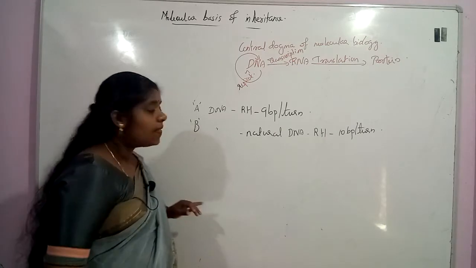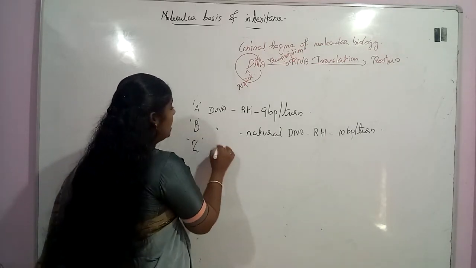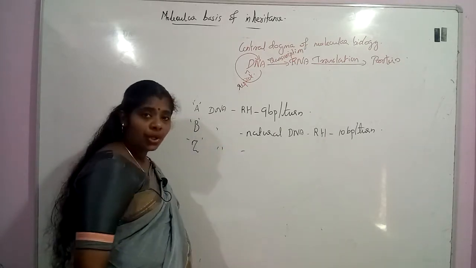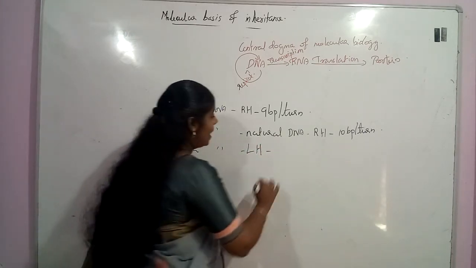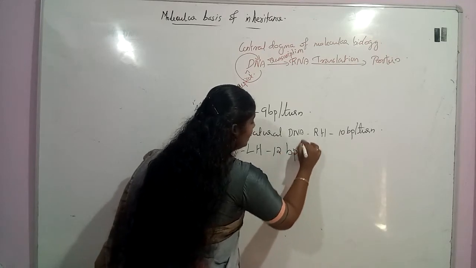Now we can see the Z DNA. Z DNA is the DNA which shows a left-handed helical structure and we can see 12 base pairs per turn. 12 base pairs per turn.